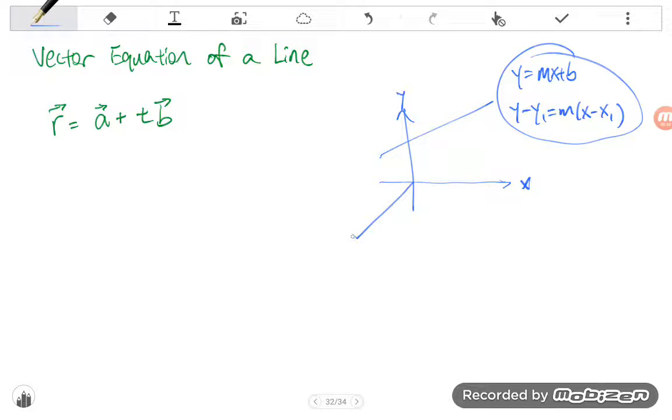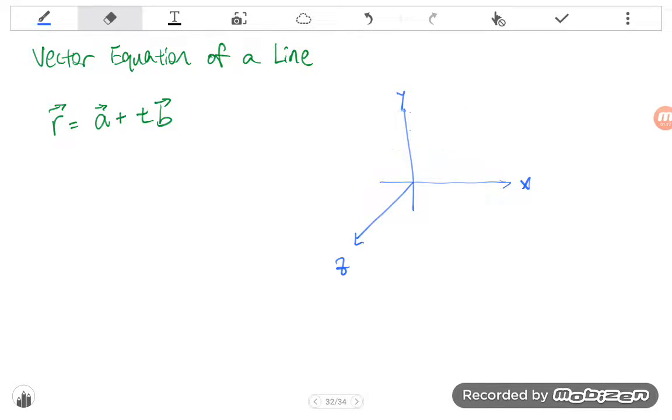But if I have the x, y, and z plane, and this is 3D, and this line is a 3D line, then the equations won't be as simple as that. And this is when we have to use the vector equation of a line in a 3D scenario. When we have a 3D scenario and we use vectors to represent things in 3D, it is actually not bad. So let's take a look.